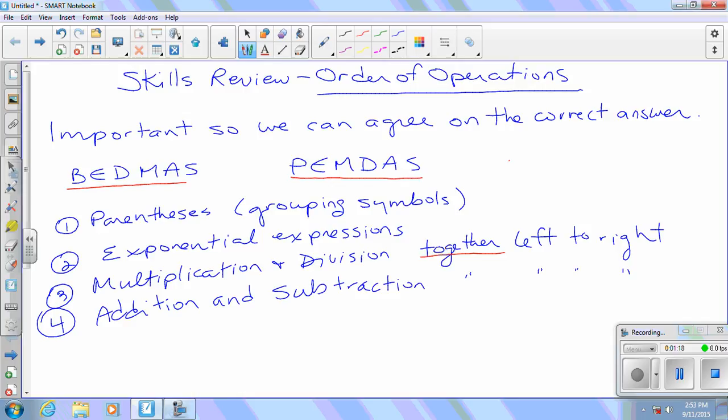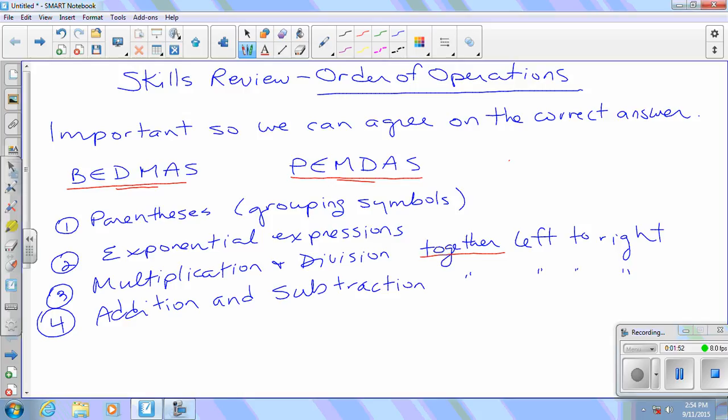So notice in BEDMAS, the D comes before the M, dividing comes before multiplying. In PEMDAS, it's multiplication before division. Really, they are one single step, not different orders. So whichever comes first when you're going left to right, whether it's multiplication or division, that's the one you do first. And then the final step is addition and subtraction, also done together, working left to right.